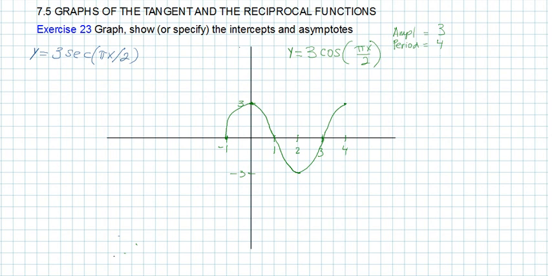To draw my secant, I just put asymptotes in all the x-intercepts. So I'm going to put 1 right there, 1 right there, and 1 right there. So just put some asymptotes. 1 right there, 1 right there, and also 1 right there.